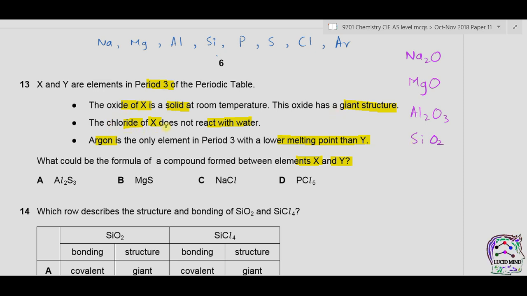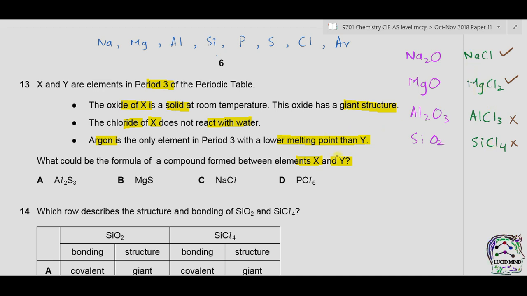Second point is the chloride of X does not react with water. The chloride of sodium is NaCl. For magnesium it is MgCl2. Aluminum chloride is AlCl3. Silicon chloride is SiCl4. Now sodium chloride and magnesium chloride are ionic compounds and they do not react with water, while aluminum chloride and silicon chloride, they do react with water to form acidic solutions. So element X could be sodium or magnesium.